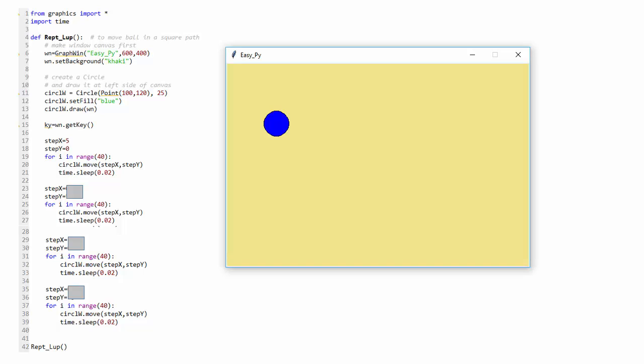The ball will start moving in a second. Here we go. And comes to a rest. Again, if I run this program, the ball will follow a squarish path and it will run to a resting point.